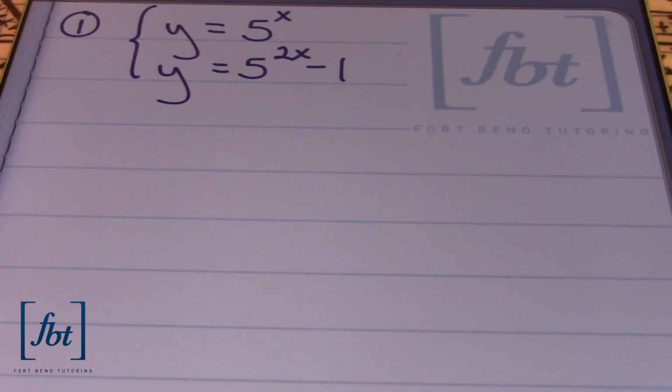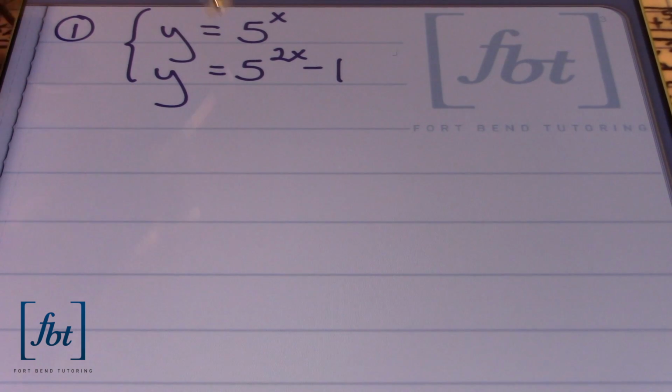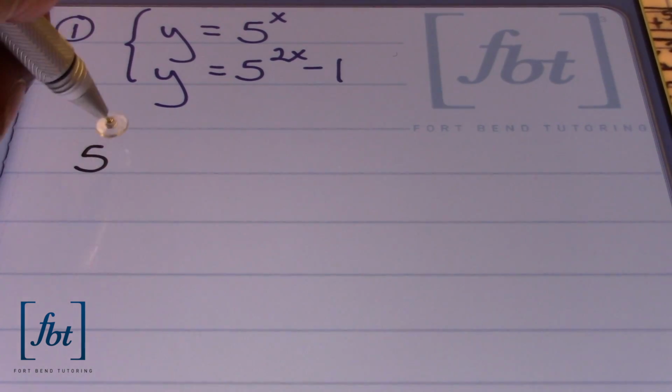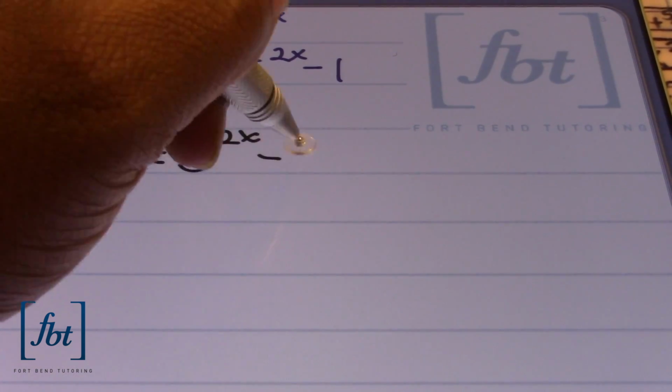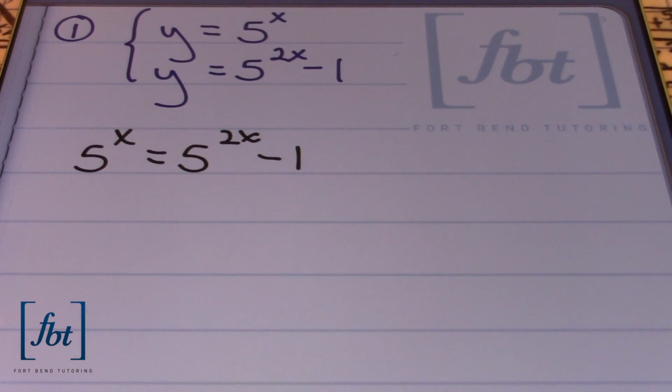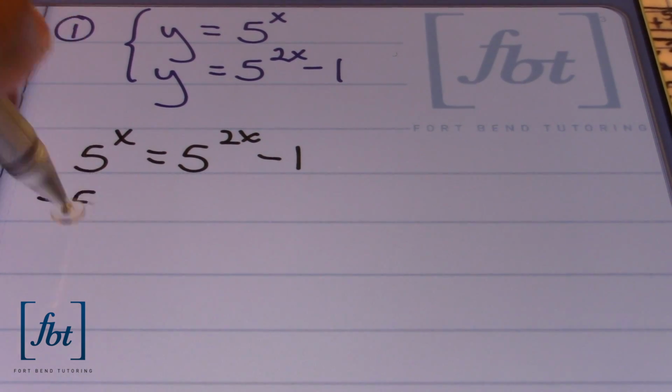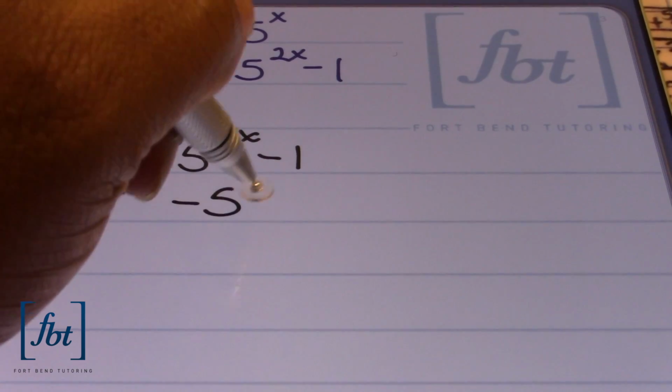We need an x and a y value to describe the point of intersection of these two exponential functions. I'll begin by setting these two equations equal to each other, so 5 to the x must equal 5 to the 2x minus 1. Then I'm going to set this equal to 0 by subtracting 5 to the x from both sides of the equation.